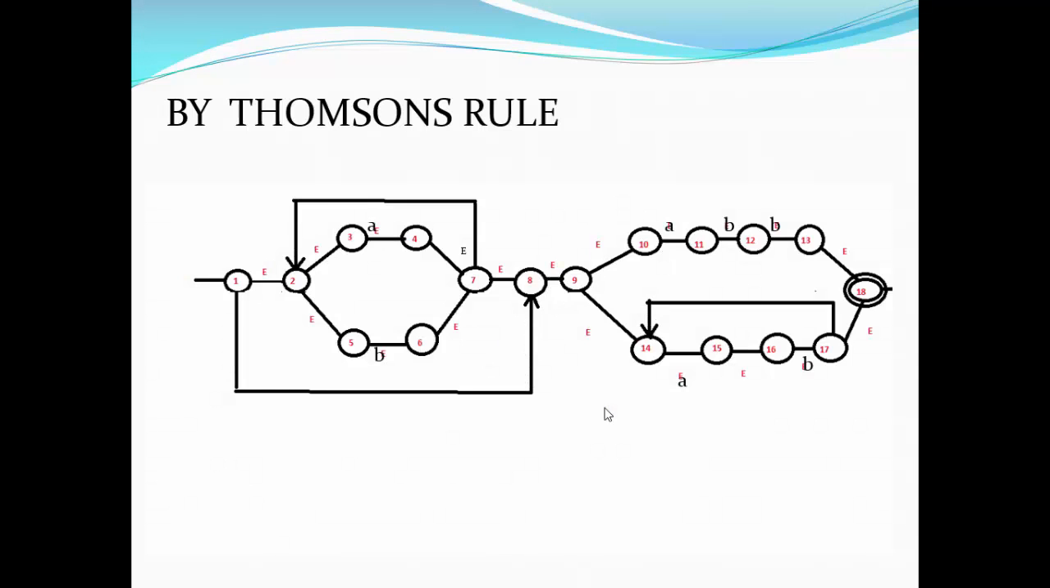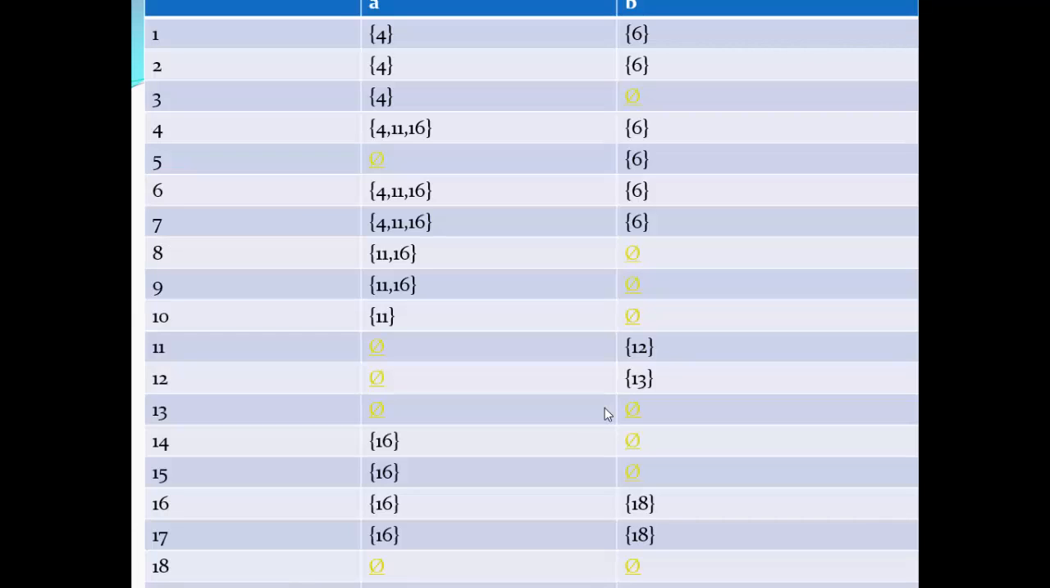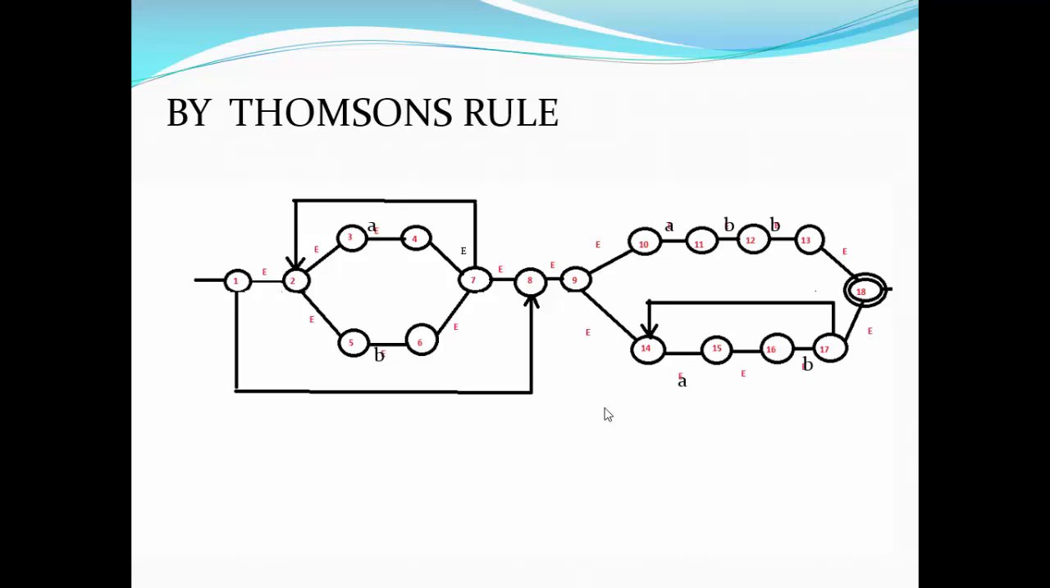1 is connected to A through 4, so we'll write it as 4, and 1 is connected to B through 6, so we'll write it as 6. 2 is connected to A through 4, and 2 is connected to B through 6, and 3 is connected to A through B. And now we can see that 3 has no connection to B, so we will write it as 5.